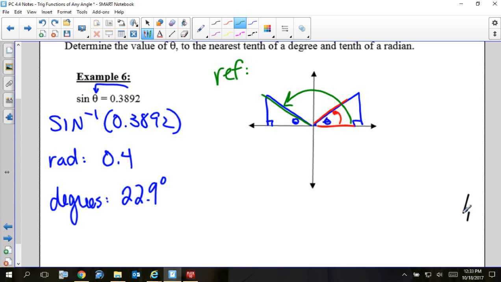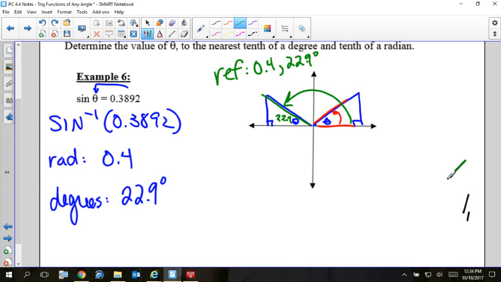So reference angle is theta that connects the terminal side to the x-axis. We happen to already know that because of how it worked out for this one. What is our reference angle theta? 22.9 or 0.4, depending on which. Those are our reference angles. That means this theta right here is 22.9. But that's not the answer.